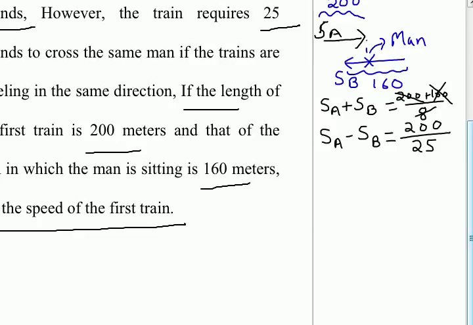8 is 25 times and this is 8 times, and if you add these two equations, what you get is 2 times speed of A is equal to 25 plus 8, which is 33. This cancels, and hence speed of the train is equal to 33 by 2.